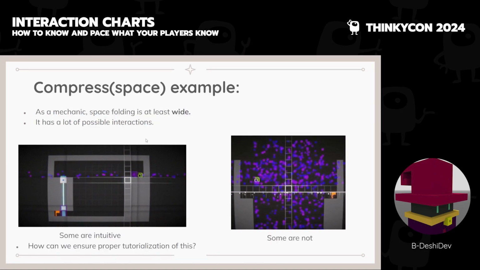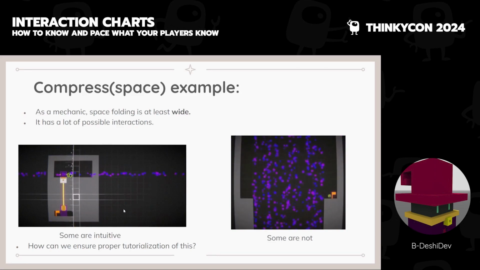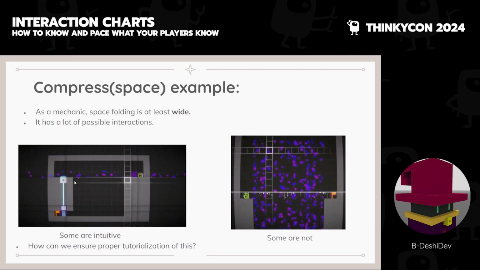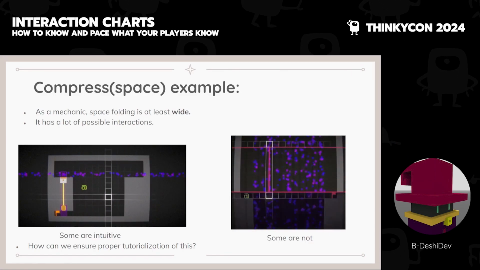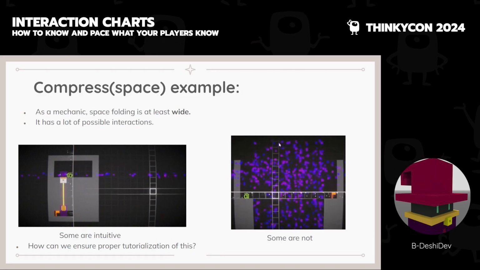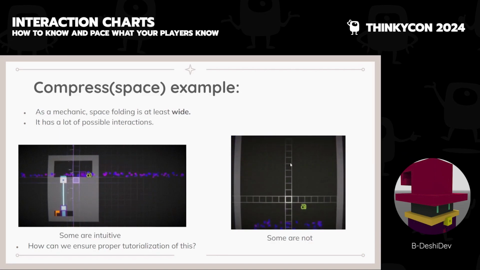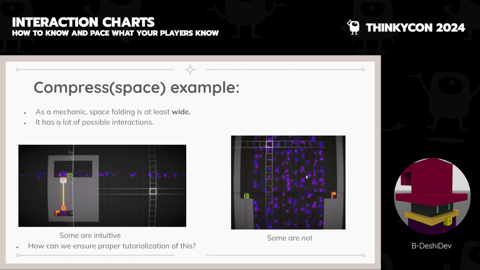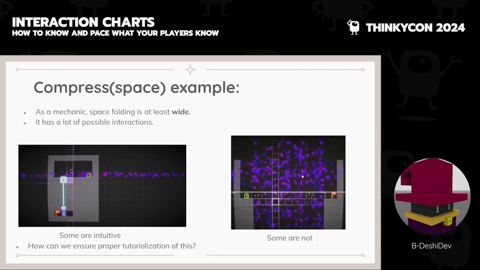In Compress Space's case, space folding is at least a wide mechanic. It could have simple interactions like the one on the left, where you fold the gap and then you push the block across, which is a natural interaction. And an unnatural interaction is the one on the right, where you repeatedly fold vertically into a single line, and then you jump over it and you unfold it to get a huge vertical height boost. So this is a really weird niche interaction that is very hard to teach.